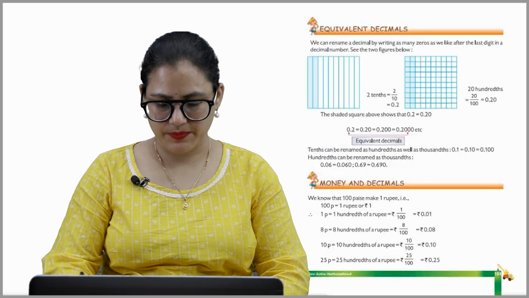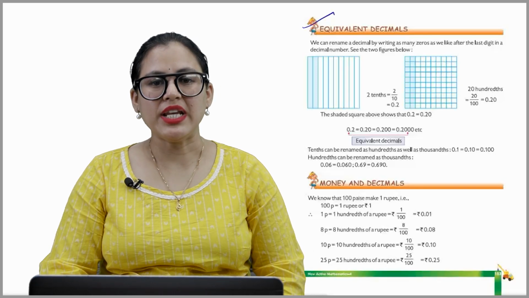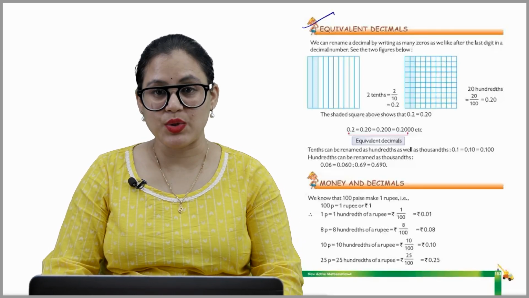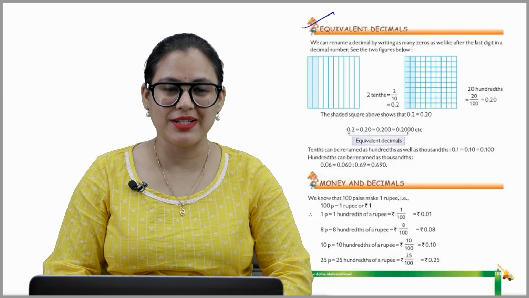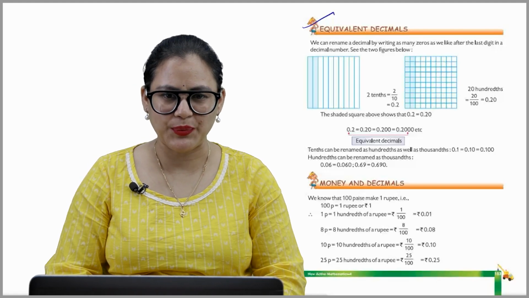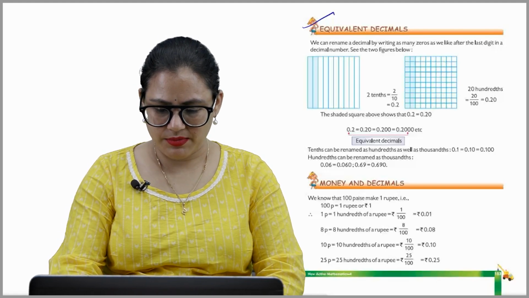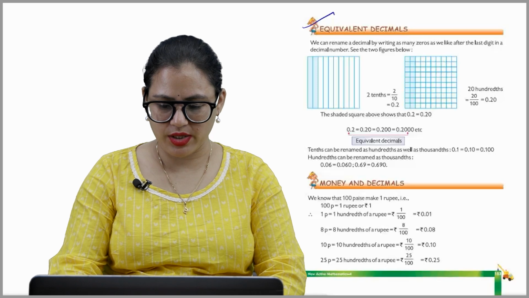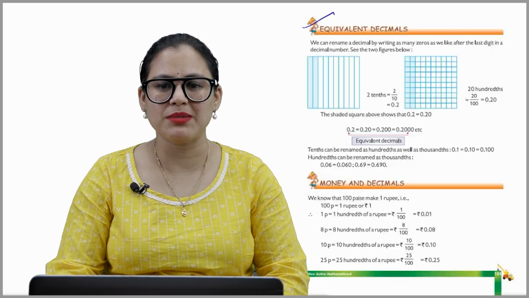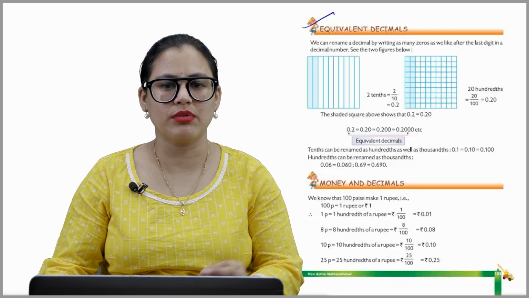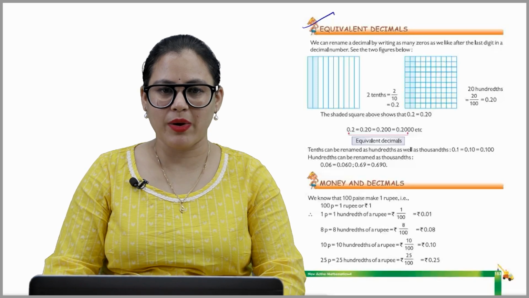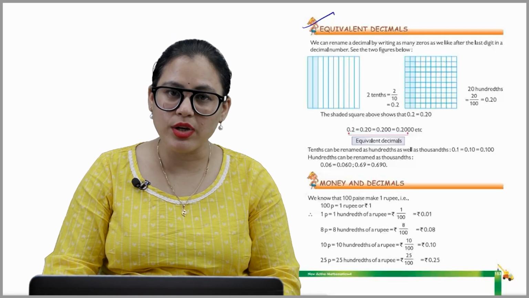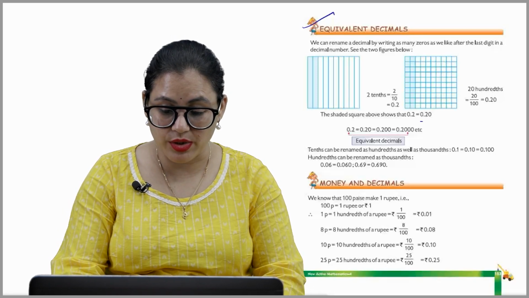Equivalent decimals. We can rename a decimal by writing as many zeros as we like after the last digit in a decimal number. See the two figures below. See, 2 tenths means 2 by 10 or 0.2, and 20 hundredths means 20 by 100 is equal to 0.2. The shaded square above shows that 0.2 is equal to 0.20.